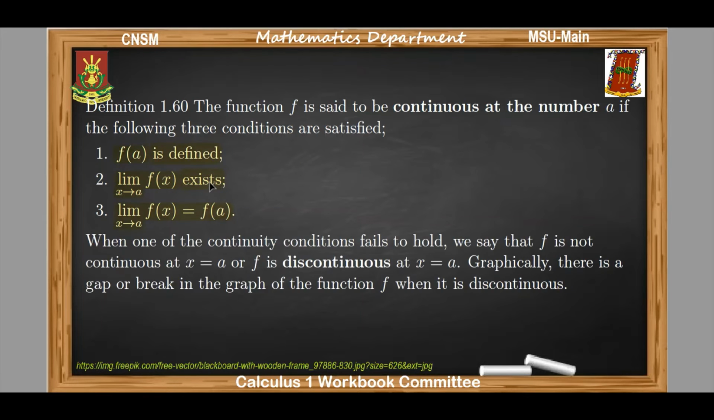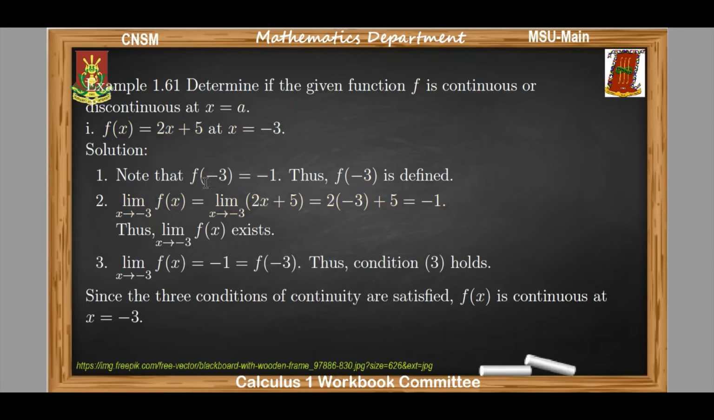Then the third one is limit of function f of x as x approaches negative 3 is equal to negative 1 here. And then yung value rin ng f of a natin, which is f of negative 3, is also negative 1. So equal sila. Thus condition 3 holds.